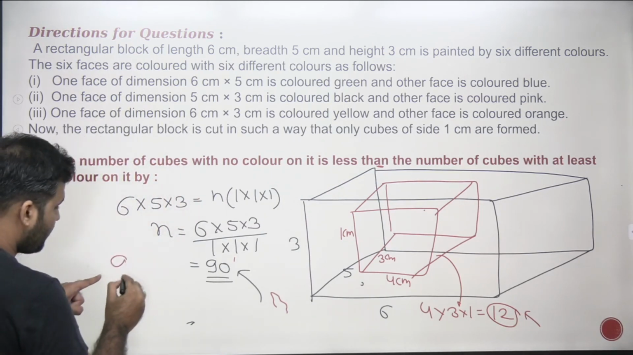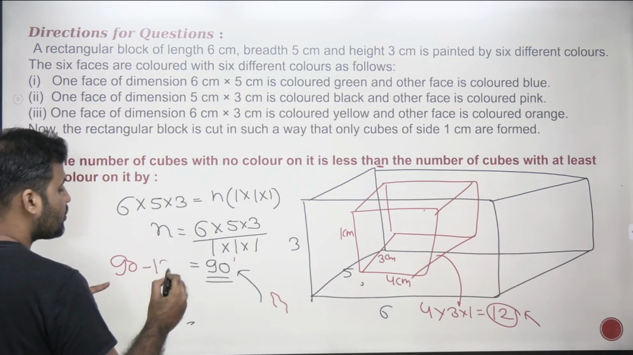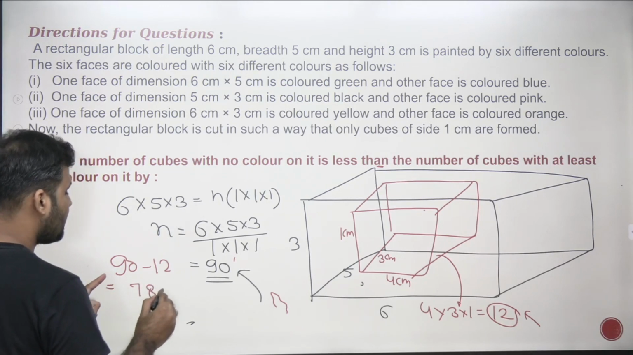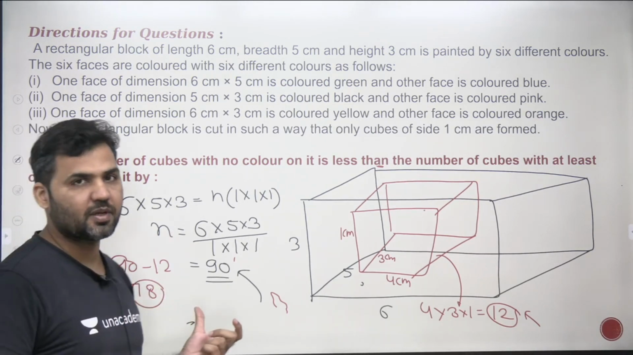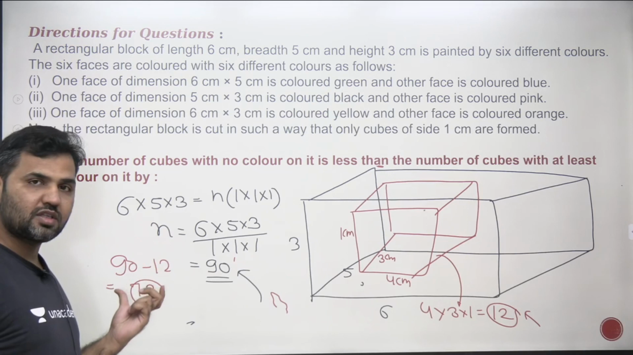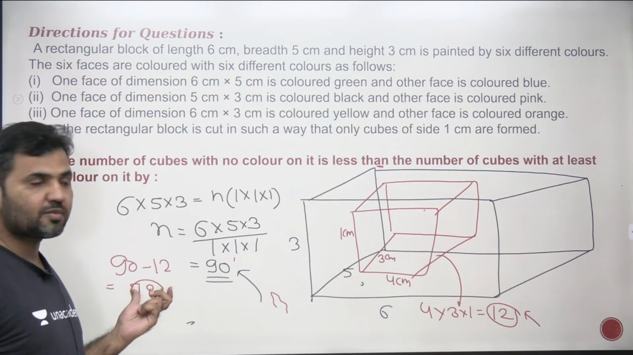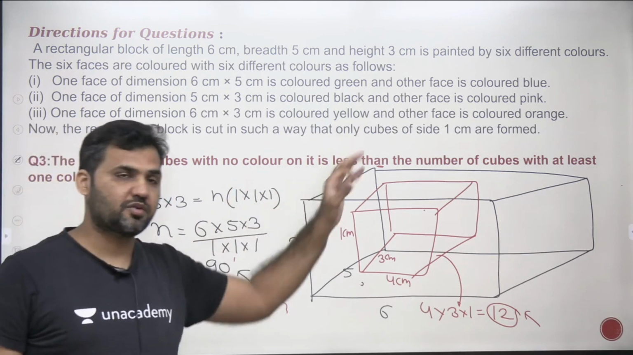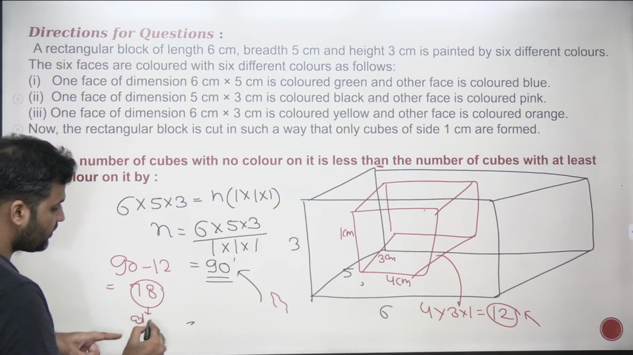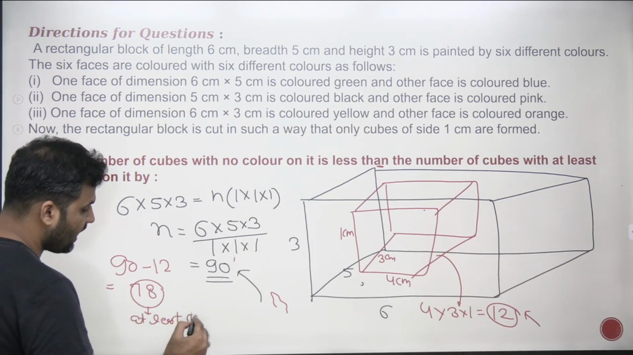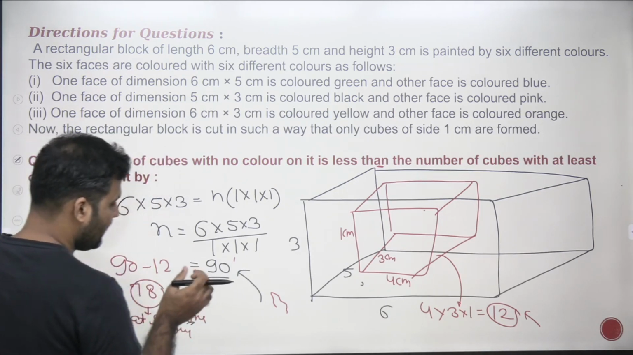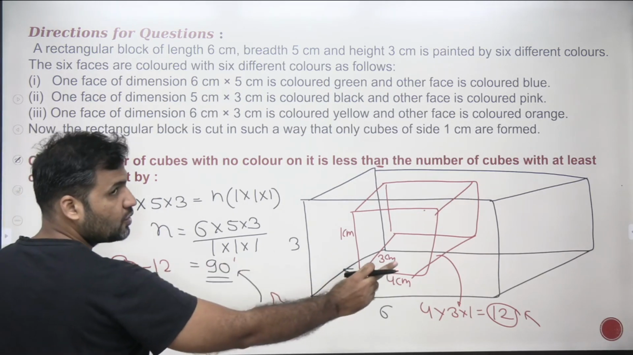Okay, I have 90 cubes in total. Out of these, 12 do not have any face painted. So I am left with 78 cubes which will definitely have at least one side painted. So these 78 cubes will have either one side, two sides, or three sides painted. Four sides painted is not possible in a cube, right? If you are painting it from the outside. So 78 cubes have at least one color, and these 12 are the cubes which do not have any color.